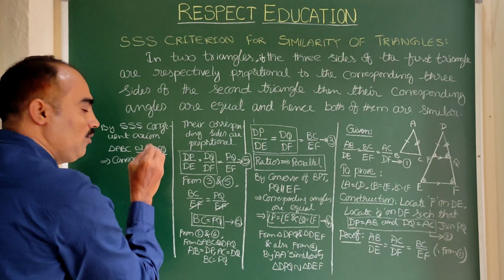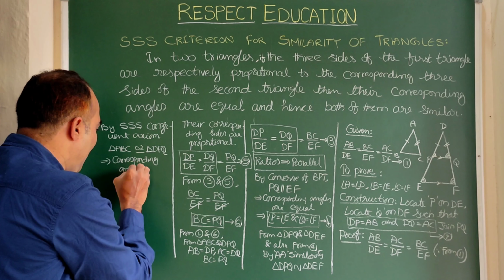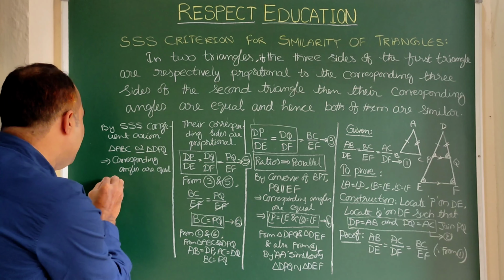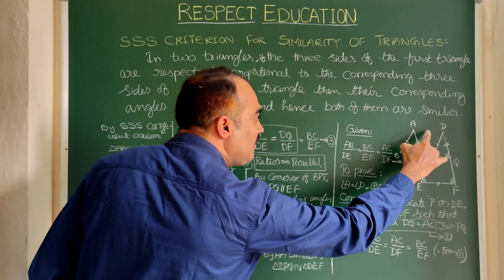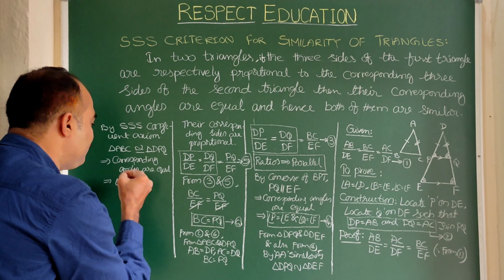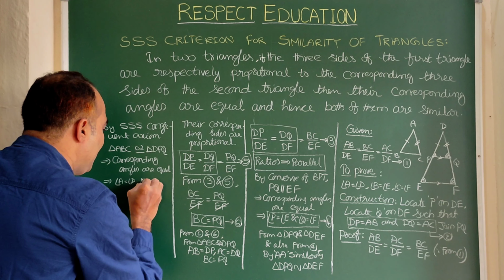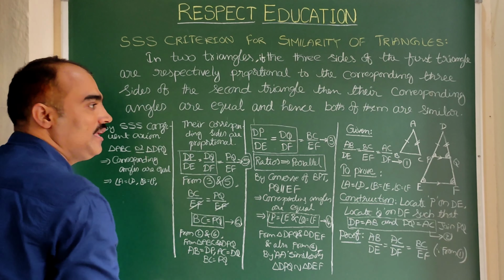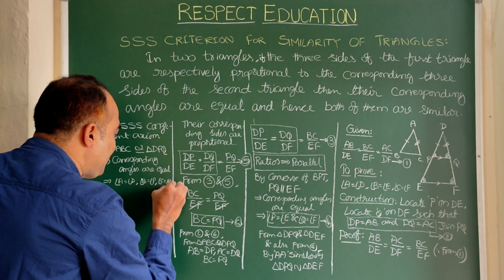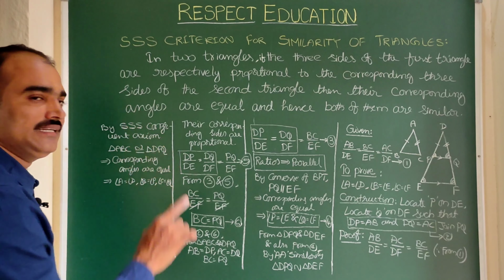As I don't have place here, I will try to adjust. Corresponding angles are equal. That means angle A equal to angle D, angle B equal to angle P, and angle C equal to angle Q, right? Let us maintain angle A equal to angle D as it is.